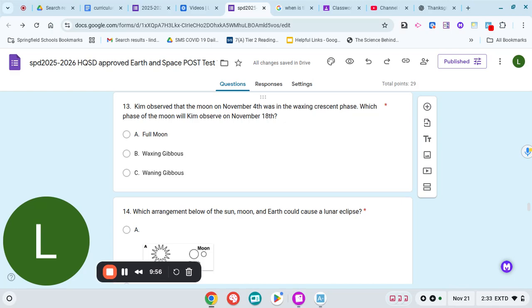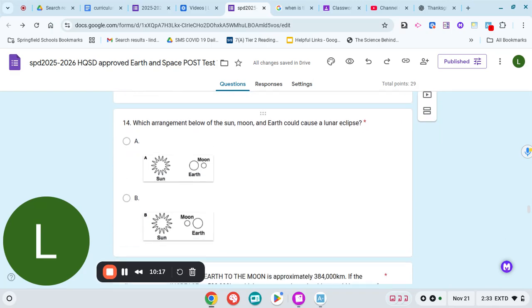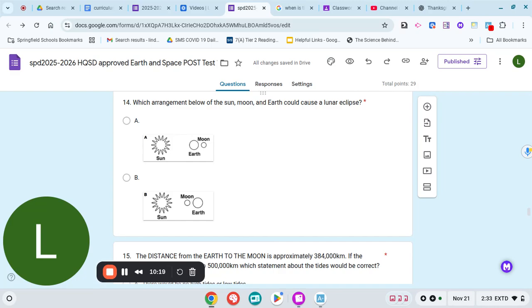On the 18th, will she see a full moon, a waxing gibbous, which is B, or a waning gibbous, which is C? So again, start out on the waxing crescent on the 4th. Days later on the 18th, what is she going to see? So you have to figure out how many days are in between the 4th and the 18th, and then count that on your diagram.